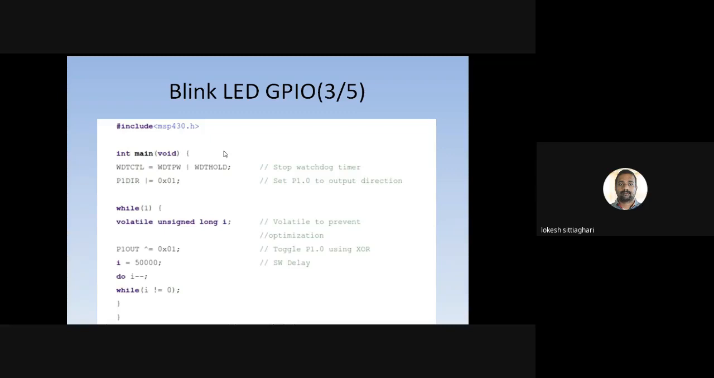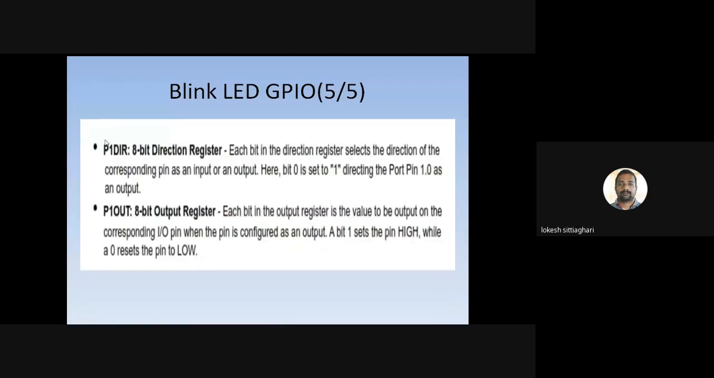So next, I already told about this one, P1 DIR and P1 out. Each bit, we need to tell about the direction. The direction is nothing but whether we need to make it an input or output. Next we have P1 out, from the output register. These are separate registers. P1 DIR is the direction register. P1 out is the output register, whether I need to write it as a 0 or 1. Okay, hope you have understood this one.